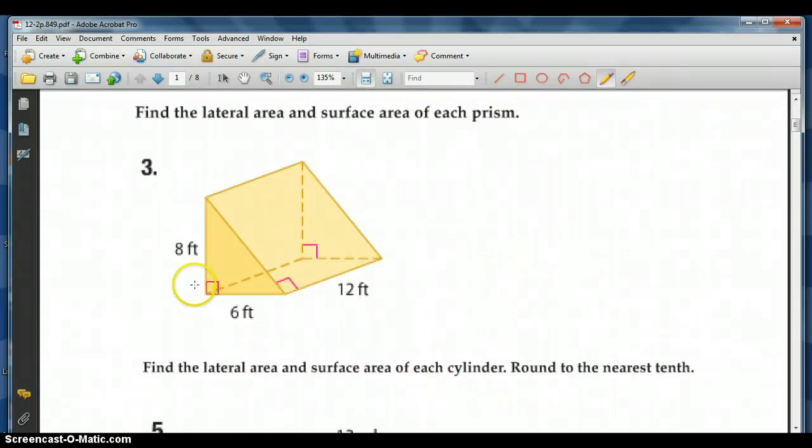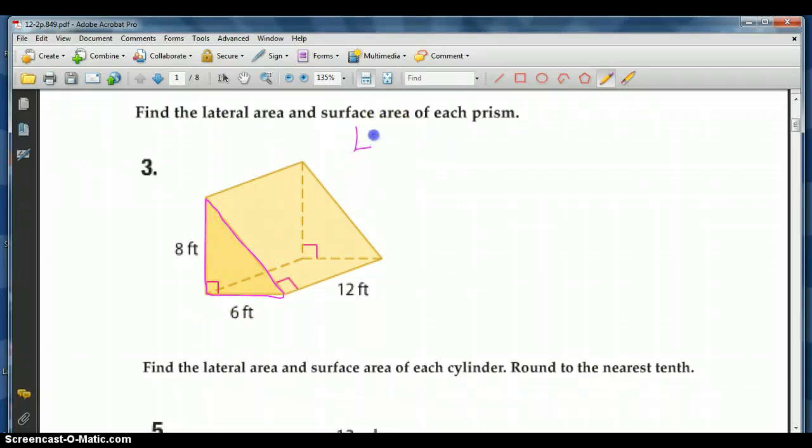Number 3, find the lateral area and surface area of each prism. So on number 3, we have a triangular prism. So my base is a triangle, and the way to determine which face is the base is there will be exactly 2 of them, and they will be parallel, 2 congruent parallel planes. Which is the reason why we cannot call this the base, even though it's sitting on this side. There isn't an exact parallel plane to that. So our base is this triangle.